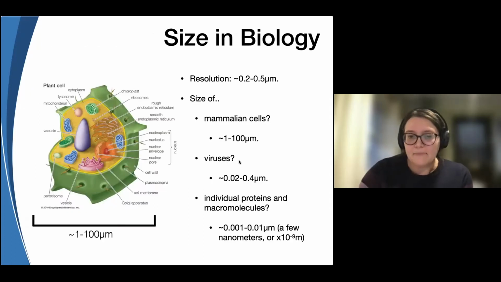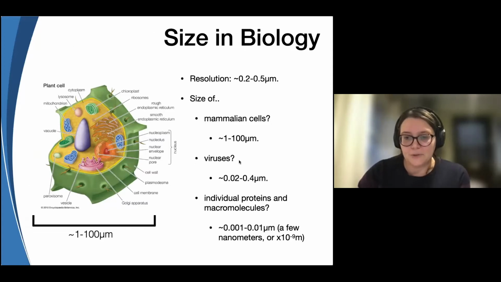And in biology, this is a pretty good starting point. Our microscope resolution is plenty good enough to be able to distinguish mammalian cells. These are typically on the order of about 10 microns is normal, one's really small, 100 is getting really big. They're somewhere in that range. Viruses are much smaller, about 20 nanometers to maybe 400 nanometers. So really, a few 100 times smaller than a cell.